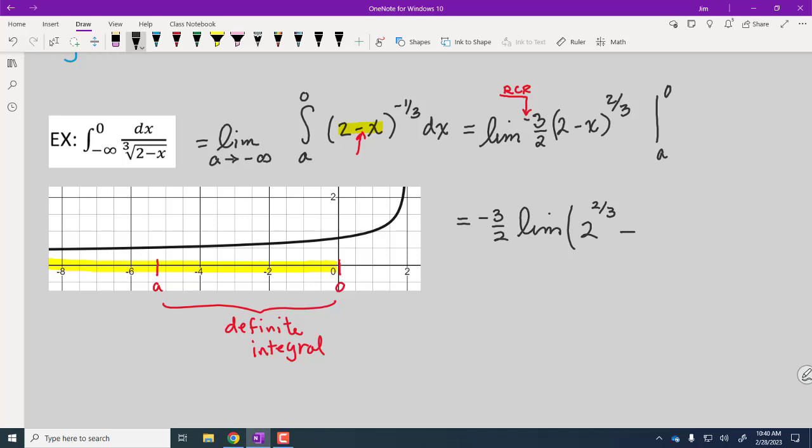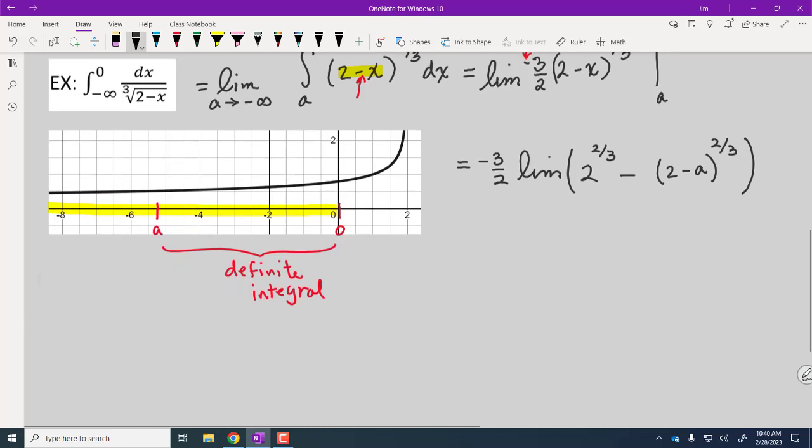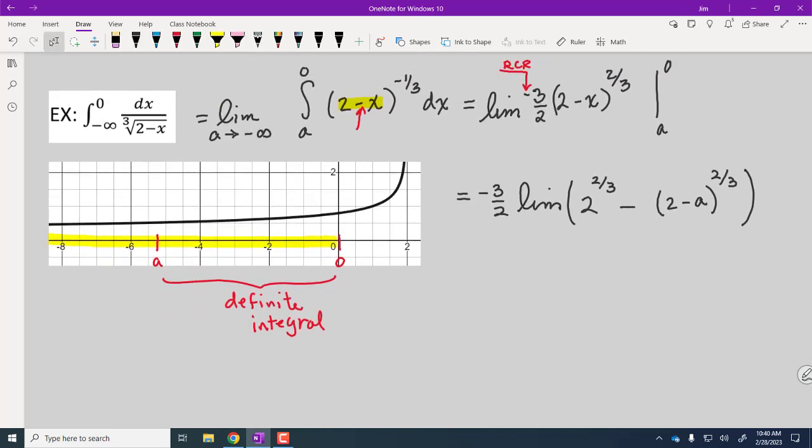minus, plug in a, and we're going to have 2 minus a to the 2/3 power. Two to the 2/3 is a constant. Limit of a constant is itself. No biggie. But we have to look at this thing. So this limit is as a goes to negative infinity.